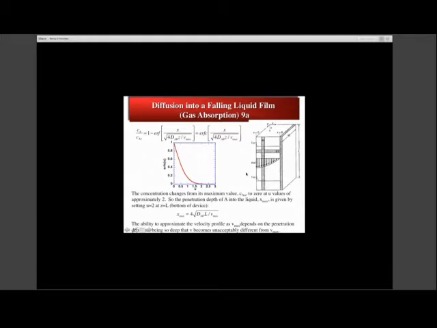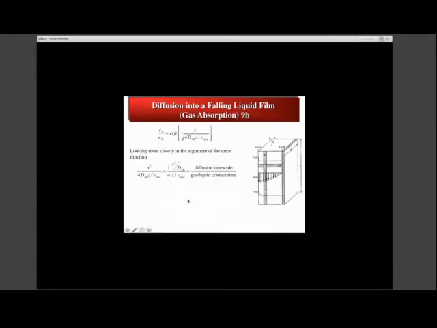And so the depth of penetration, X max, can be compared, for example, to the total depth of the liquid film, which is given by the fluid mechanics, and that can provide you a way to understand if this short contact time approximation is valid.